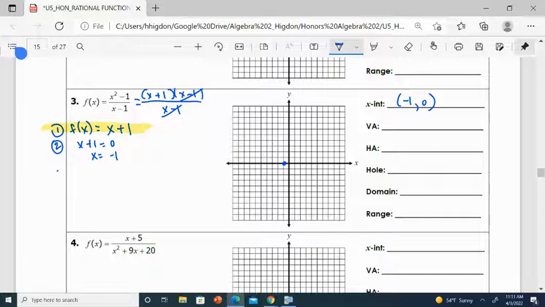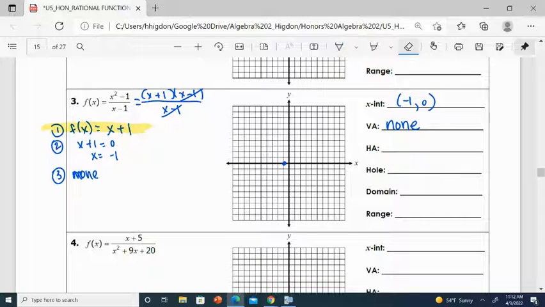Step number 3 is going to tell you to find the vertical asymptote by setting the denominator equal to 0. Well, again, you don't have a denominator here in that simplified form. So we have no vertical asymptote.